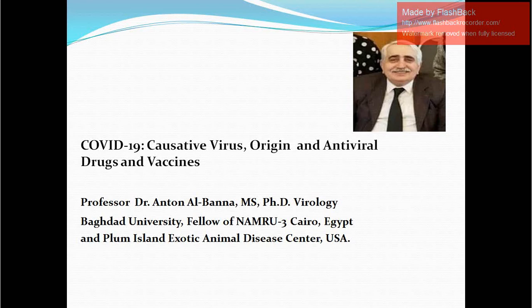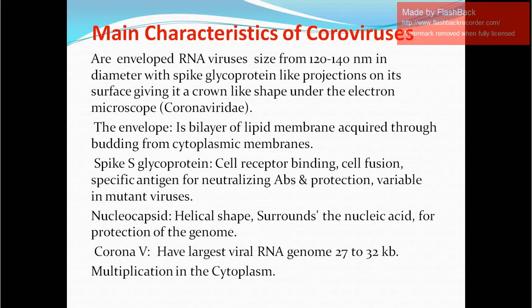COVID-19: causative virus, origin, antiviral drugs and vaccines. The main characteristics of coronaviruses: they are enveloped RNA viruses. Their size ranges from 120 to 140 nanometers, with spike-like projections on the surface, giving the virus a crown-like shape under the electron microscope. For this reason, they call them coronaviruses.